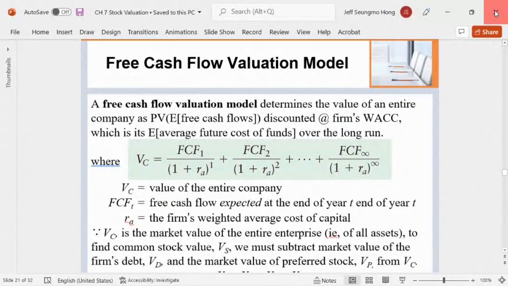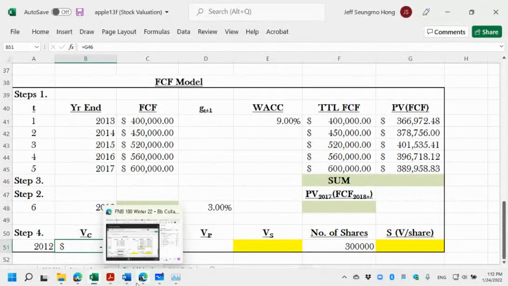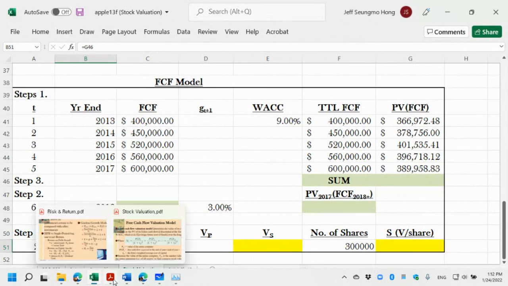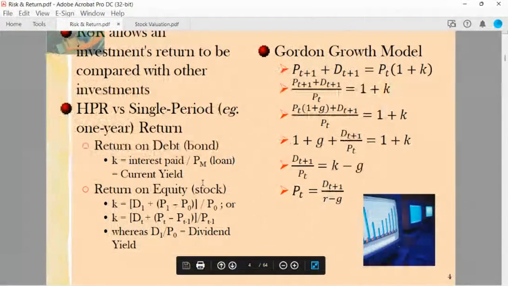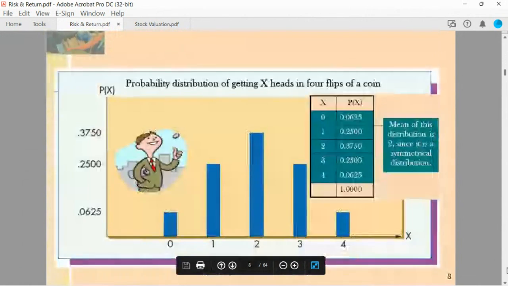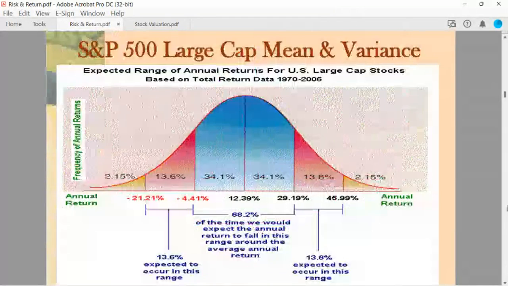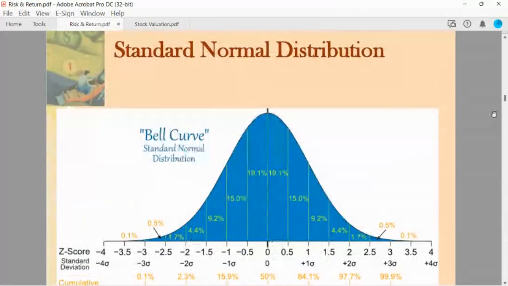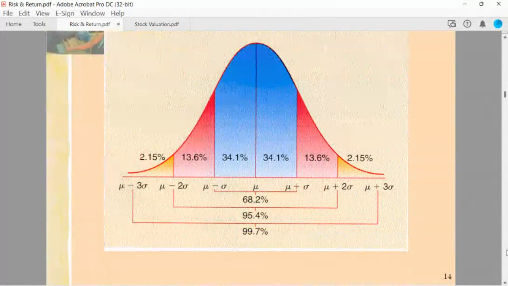So our next topic is risk and return part two. You can go back to risk and return, and here I'm not going to spend too much time on normal distribution probability.